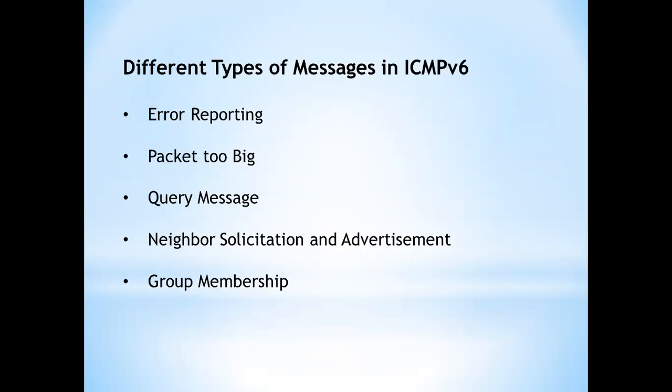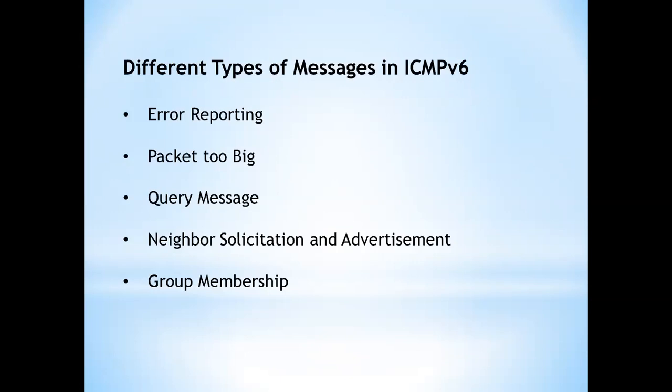Next is query messages. These are additional messages that ICMP can send after diagnosing some other network problem. Here four different groups of messages have been defined: echo request and reply, router solicitation and advertisement, neighbor solicitation and advertisement, and group membership.